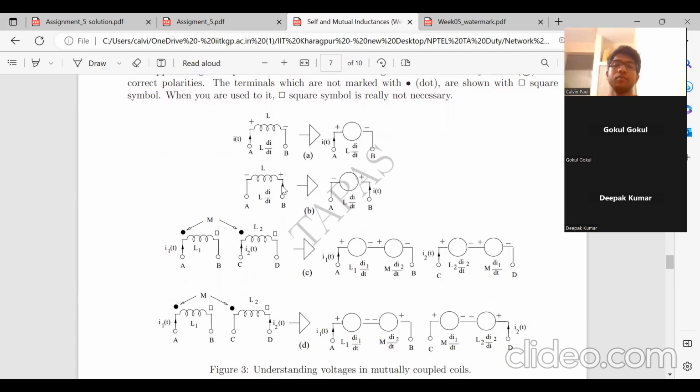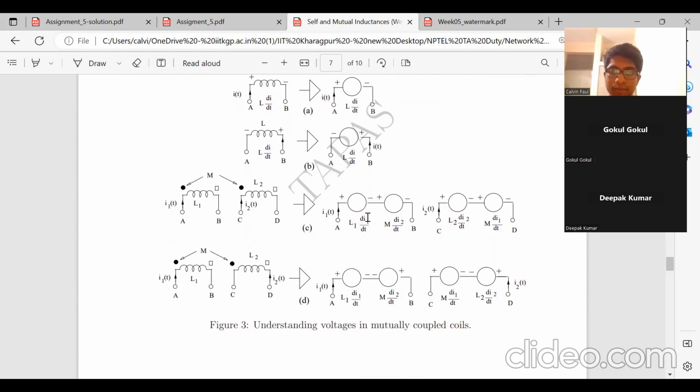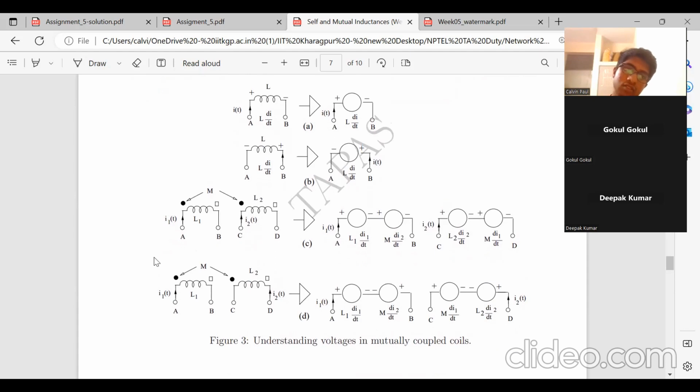Similarly over here, current is flowing in from here, so that will be the positive terminal and this will be the negative terminal. So this will be L di by dt. Now we will consider two coils. They're magnetically coupled by some mutual inductance M.